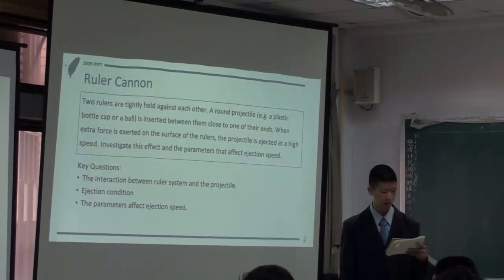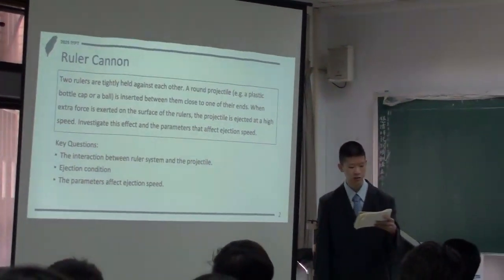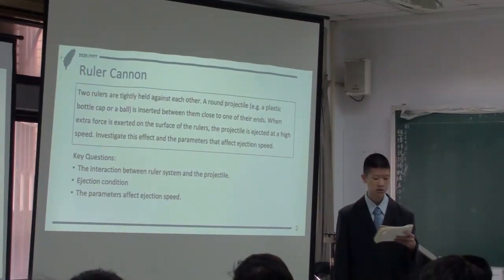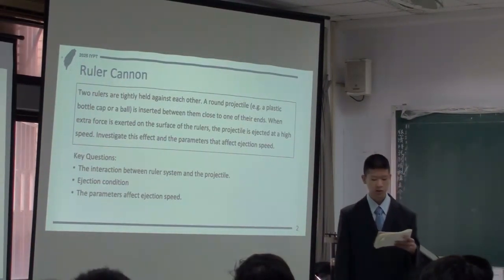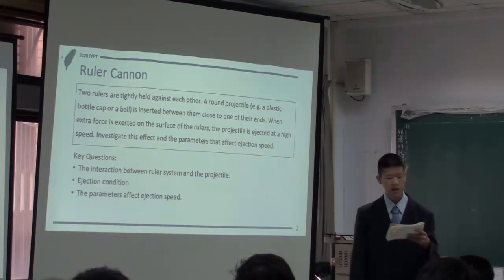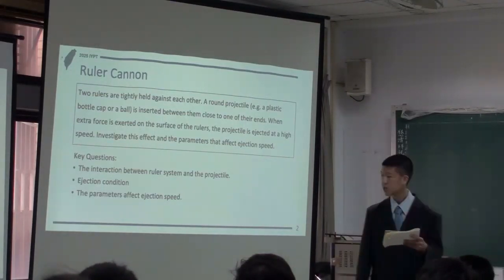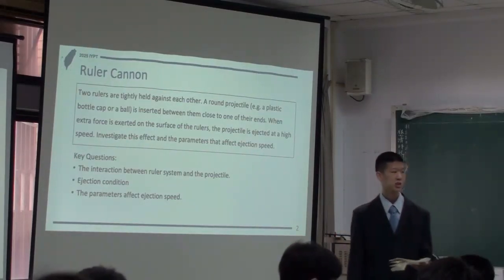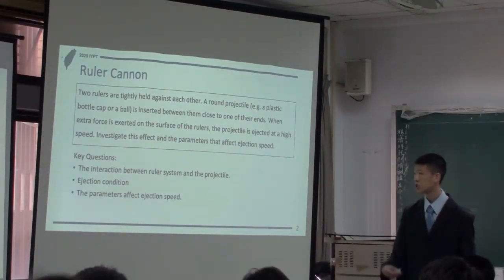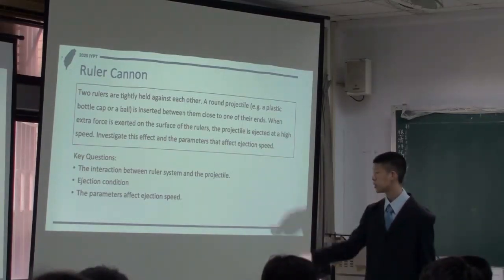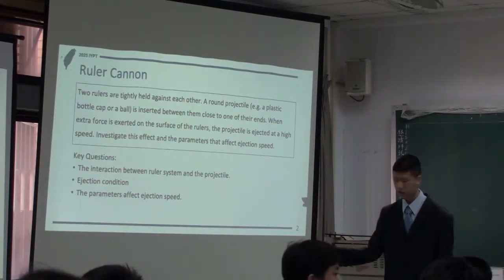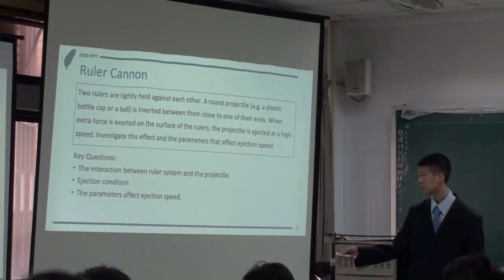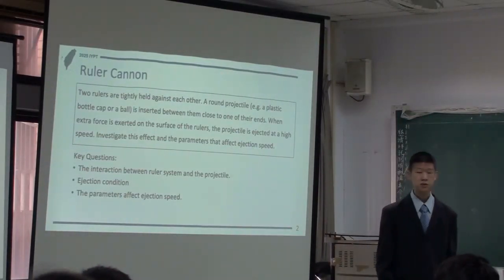A round projectile is inserted between them close to one of their ends. When extra force is inserted on the surface of the rulers, the projectile is ejected at a high speed. Investigate this effect and the parameters that affect ejection speed. And our key question is the interaction between the ruler system and the projectile, and also the ejection condition, and the parameters that affect ejection speed.